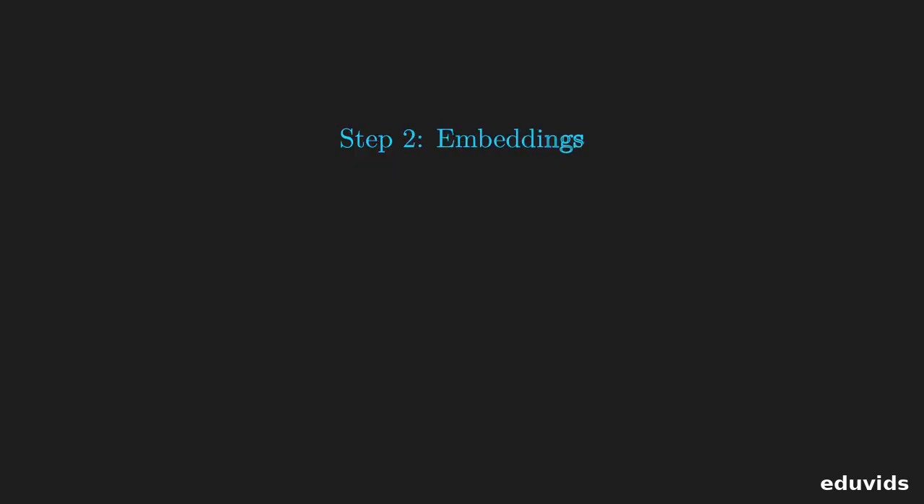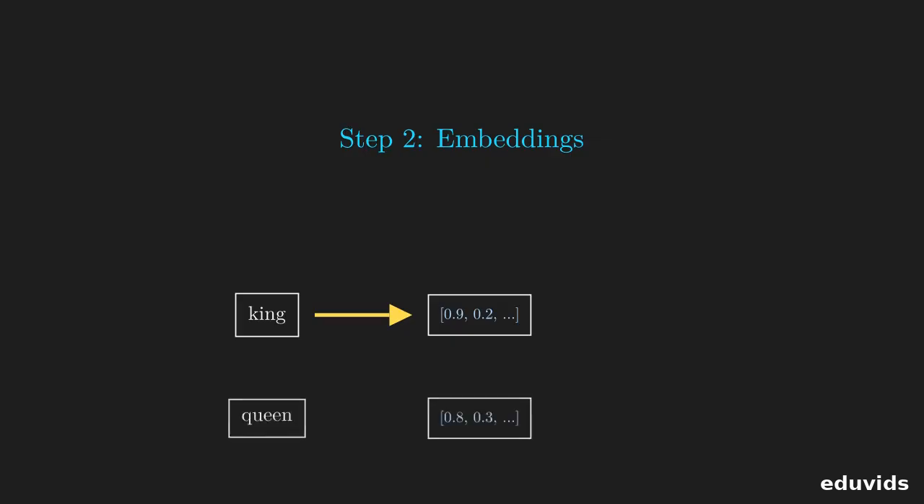Next, each token is converted into a numerical representation called an embedding. An embedding is a list of numbers that captures the meaning and context of a token. Words with similar meanings, like king and queen, will have embeddings that are numerically close to each other. This numerical representation allows the model to perform calculations and understand semantic relationships between words.